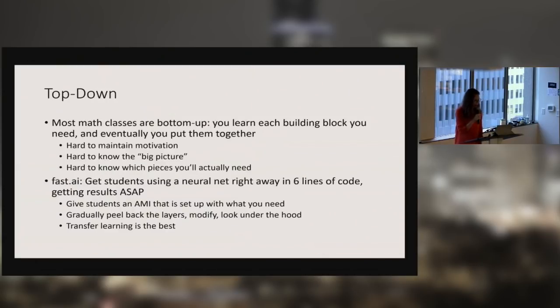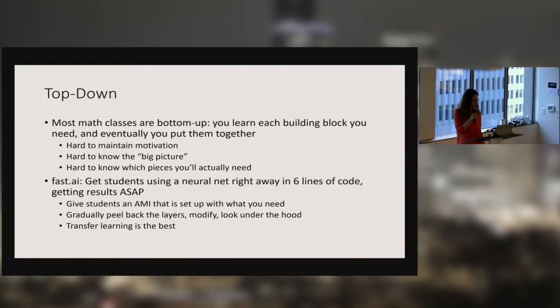So most math classes are bottom-up. You learn each building block you need, and then eventually you can put them together. And it's hard for a lot of students to maintain motivation with that. It's also hard to know what the big picture is or where you're going. And it's hard to know which pieces you'll actually need. So I sometimes talk to people that are studying theory that they think they're going to need for deep learning, but don't actually end up needing.